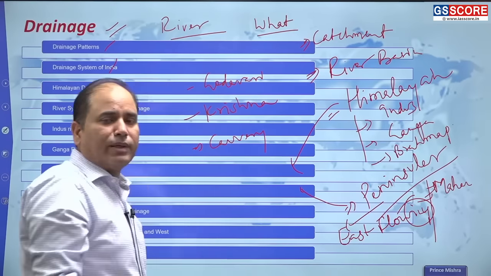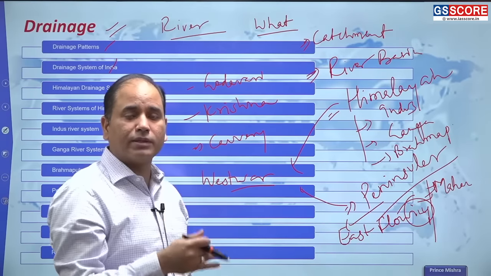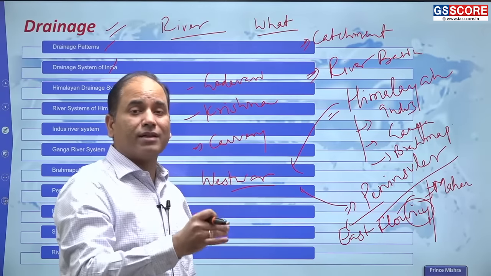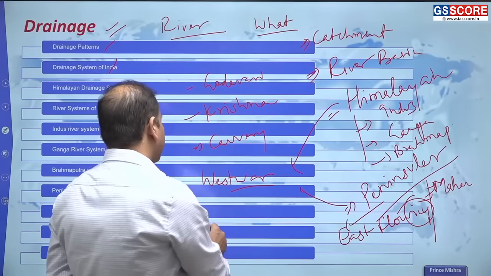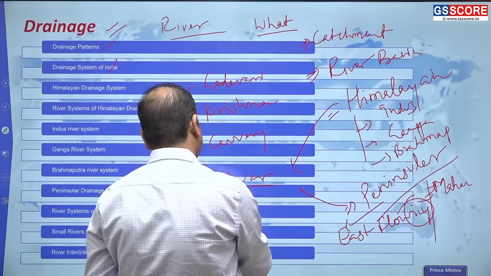But we also have some rivers that flow westward. What are some of the westward river systems? In the westward river systems you will find rivers like the Periyar river system, the Juari river system, and the Mandovi river system. Then mainly you will have two major west flowing rivers: the Narmada River and the Tapi River.